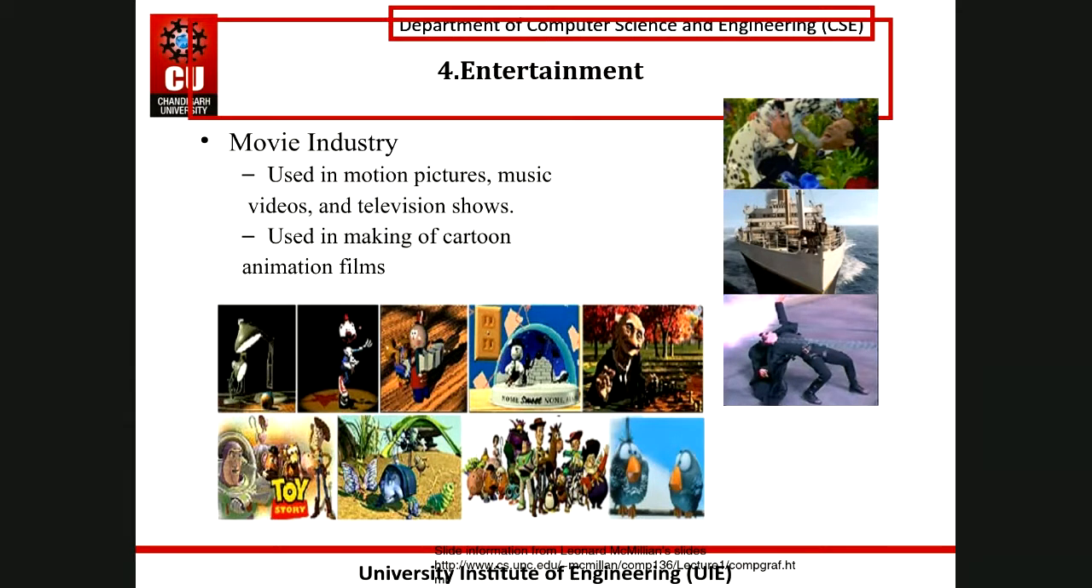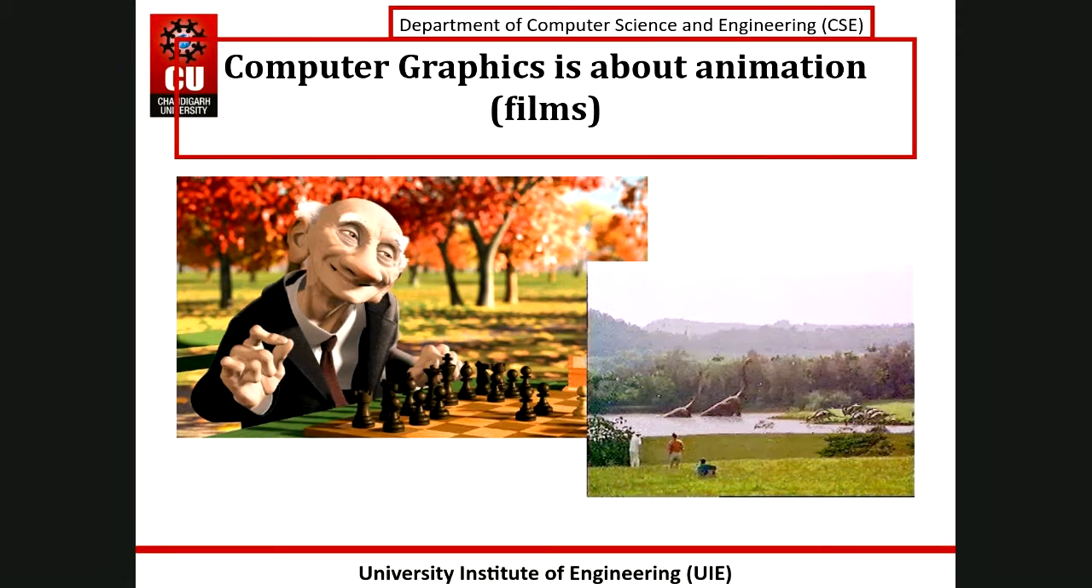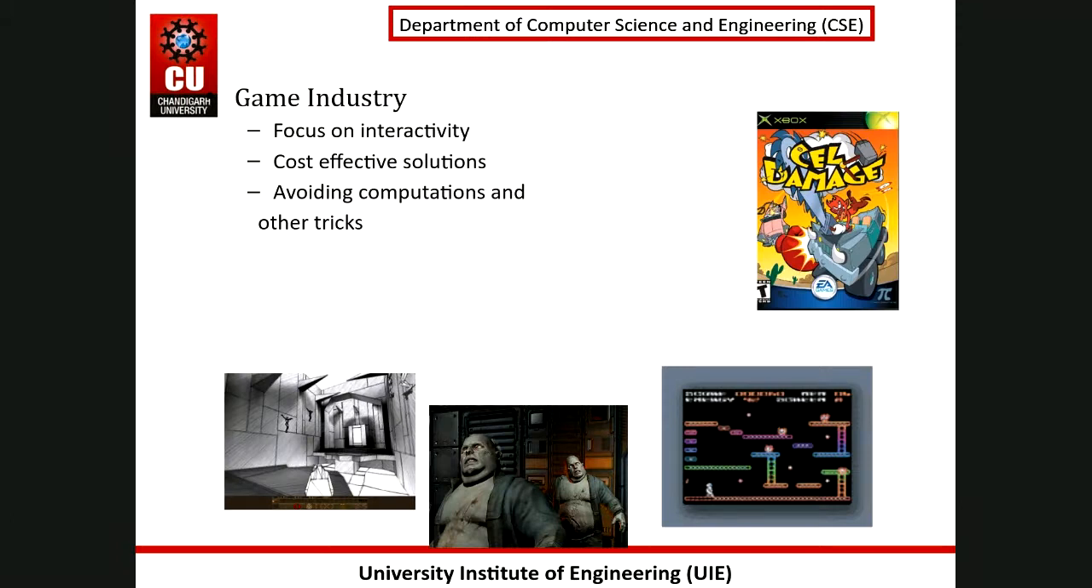So there will be some motion pictures, music videos, and computer games, and these are examples in the field of entertainment. And computer graphics is also used in the field of animation. You can see the images displayed on your computer screen. In games, we can also have the feature of interactive computer graphics.